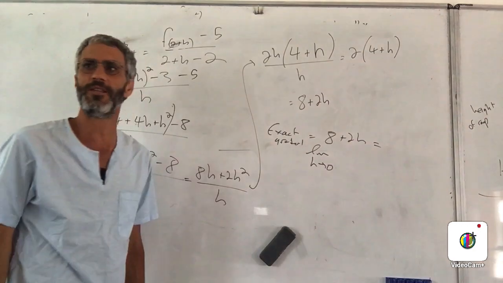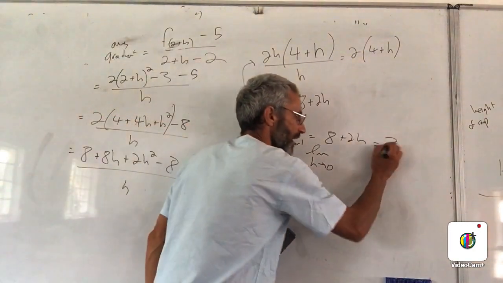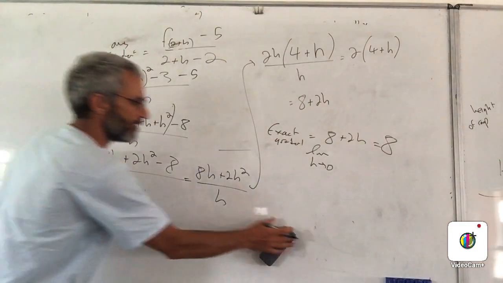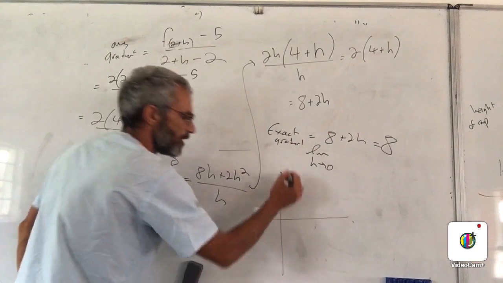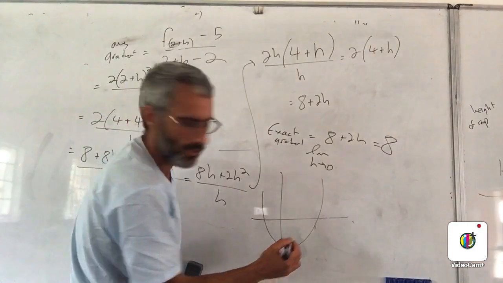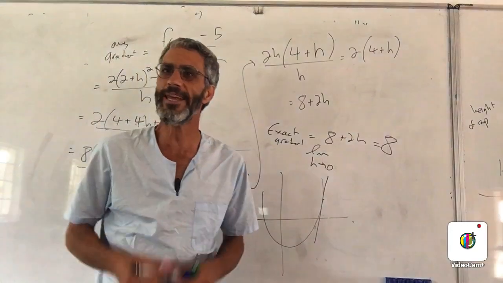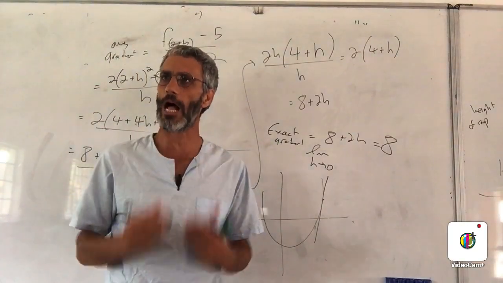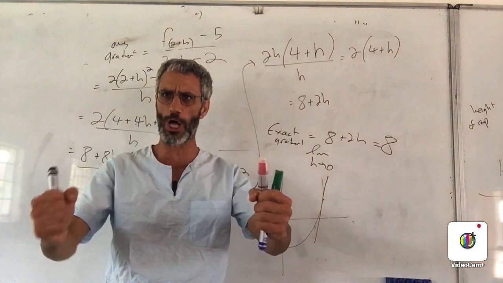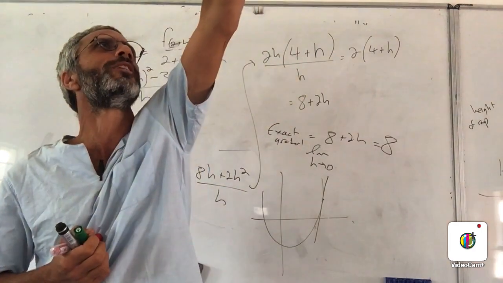And what will be the answer then? If h approaches 0, it's 8. And that's the answer. Did I erase the graph? Oh my goodness. The gradient of this graph at the point x equals 2 is 8. Isn't that amazing? We can actually calculate the exact gradient on a slope with the power of calculus. It's the way of the future.